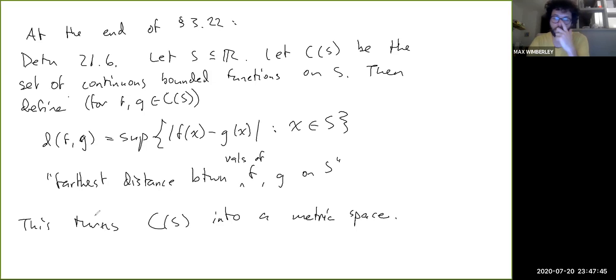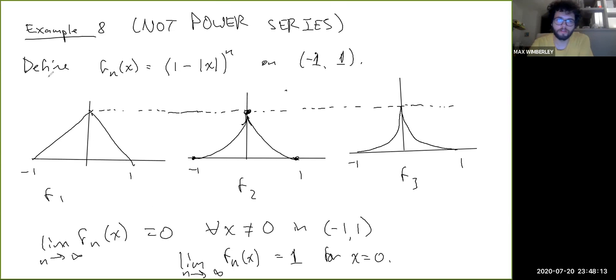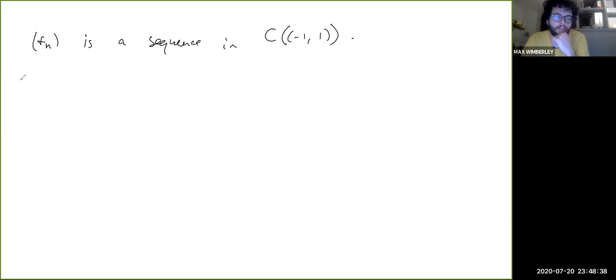I'm not going to prove that right now. In fact, this is another great example of something that might be healthy for you guys to try to prove on your own, just to verify the axioms of a metric space for this purported metric. But you can trust me when I say that this does turn C of S into a metric space. And actually, if we go back to our example, we can think of Fn as a sequence in C of -1, 1, right? So there's kind of a technical issue, but well, okay.